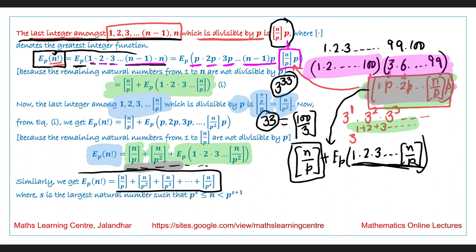The last term we are left with is n by p raised to the power s, where s is the largest natural number such that p raised to the power s is less than or equal to n, which is less than p raised to the power s plus 1. So this is the formula you should remember: the exponent of p in n factorial is equal to the greatest integer of n by p plus the greatest integer of n by p square plus the greatest integer of n by p cube, and so on up to the greatest integer of n by p raised to the power s.